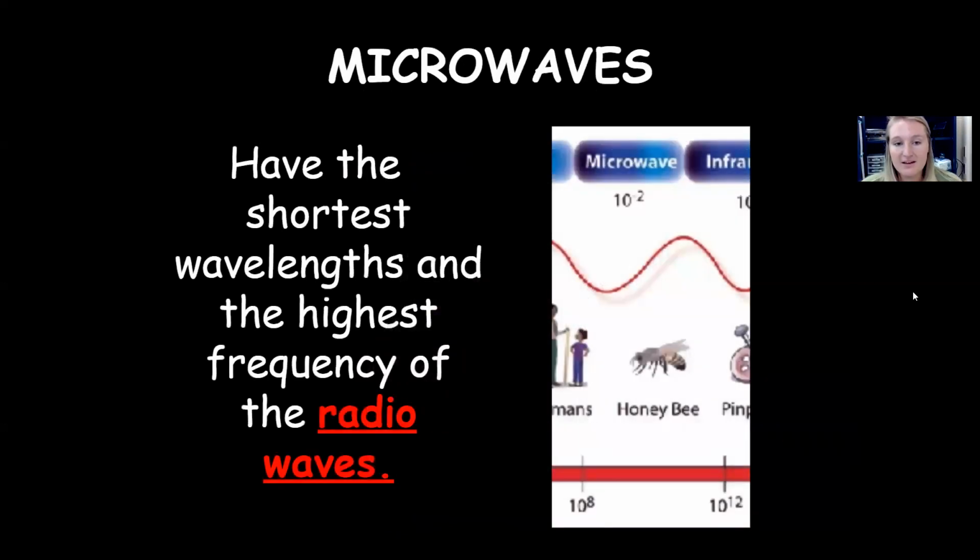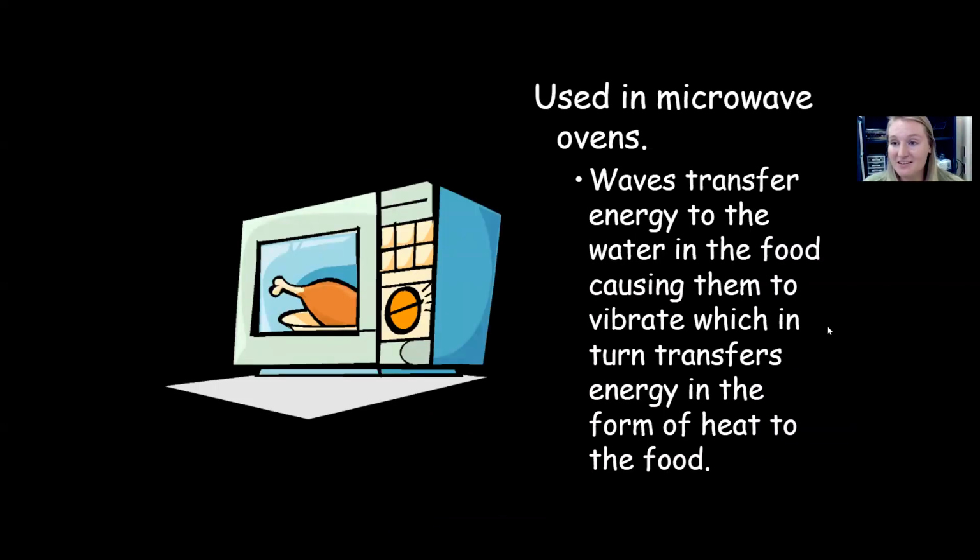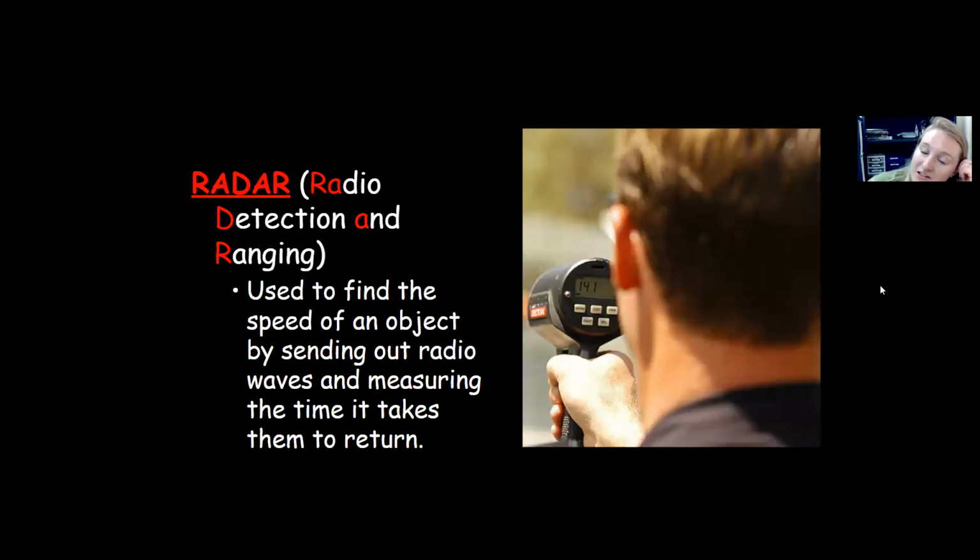Next up, we have microwaves. So microwaves have a little bit shorter wavelengths and a little bit higher frequency. Microwaves are going to be used in microwave ovens. Those waves are what transfers energy into your food, which makes it heat up, because heat is also a type of energy. It's also used in radar, so looking at how fast something's going. What radar does is it sends out a radio wave, measures how long it takes to go there and bounce back, and uses that to determine the speed that something's going.